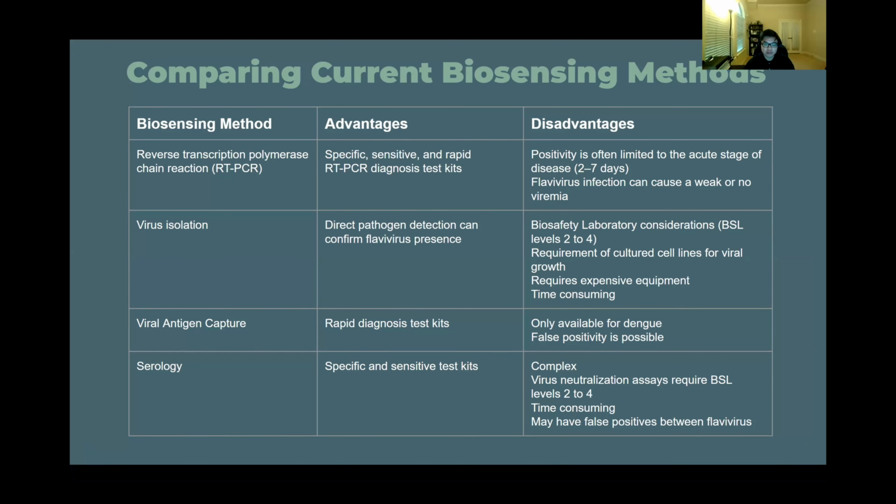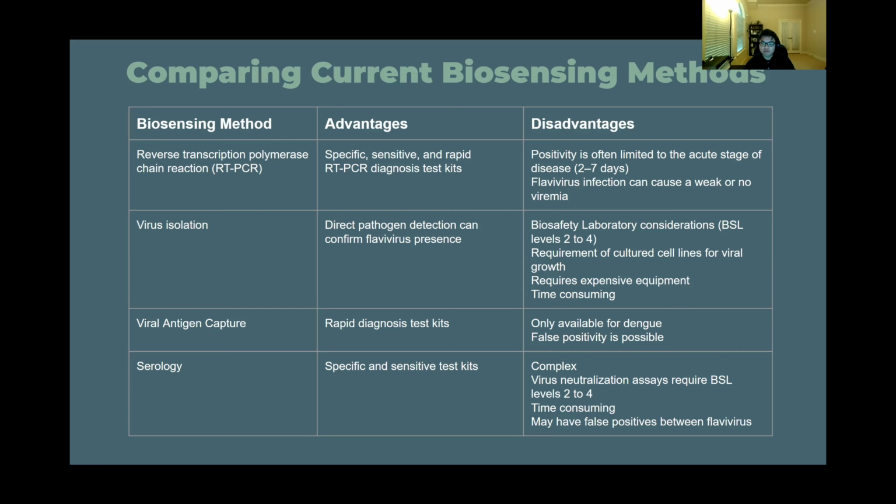We'll discuss four methods specifically, the first being reverse transcription polymerase chain reaction. RT-PCR utilizes DNA and RNA polymerase to identify changes in gene expression in order to diagnose disease. It's highly sensitive and specific, but it's limited to a disease's acute stage. Virus isolation, where a virus is separated from a serum sample, offers direct pathogen detection, but it's relatively expensive, time-consuming, and laborious.